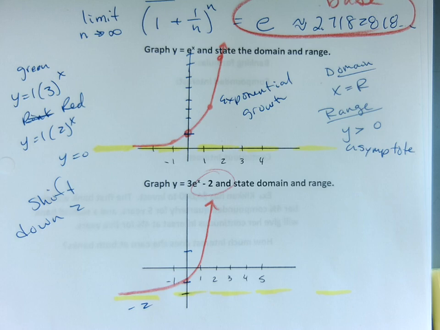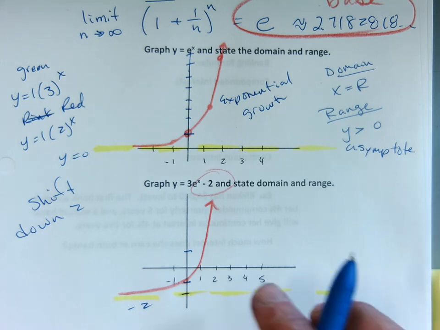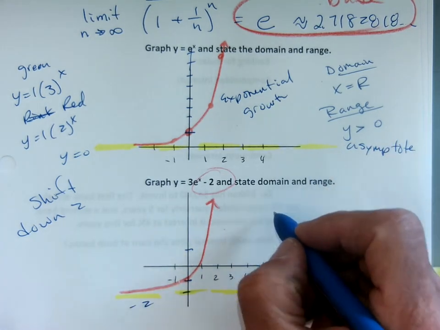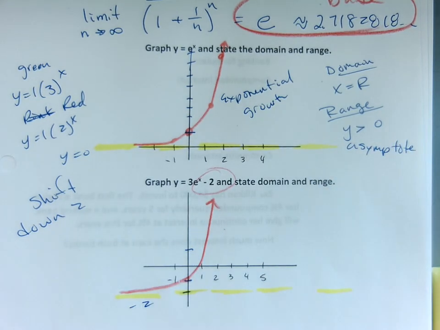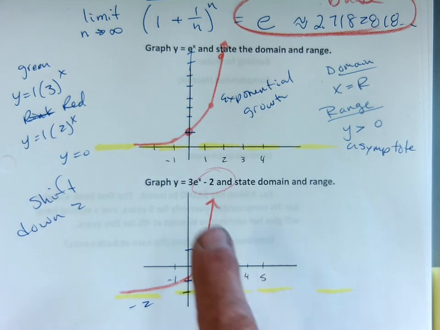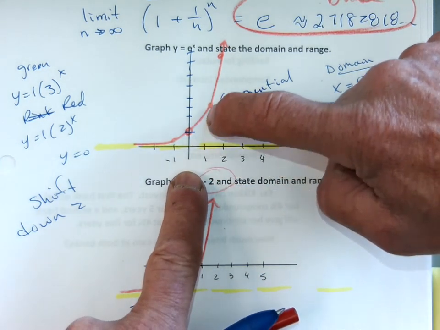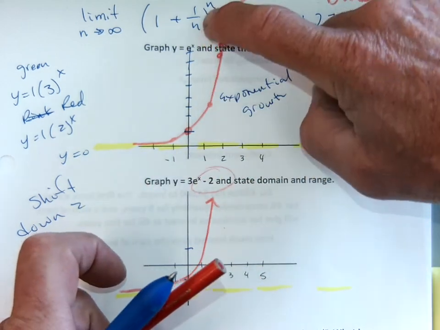So what do we know? Domain? What do you think about domain? Yeah, it's still all real numbers, right? Yes. Juan? What's the 3 in front of the E? Just going to make it 3 times as tall. So all of these values. So it just kind of stretches? Yeah, it just stretches. That's all.